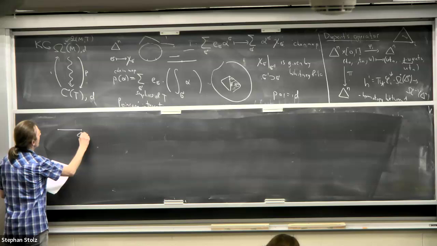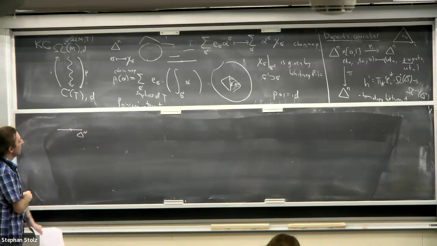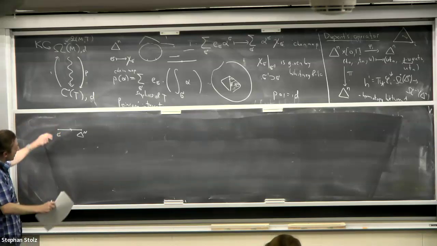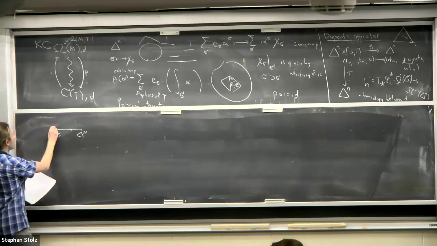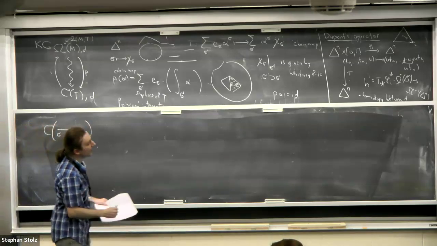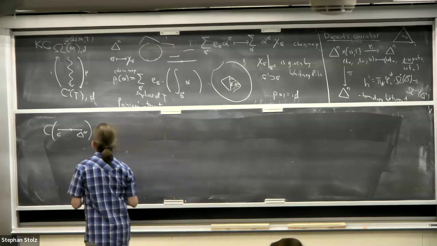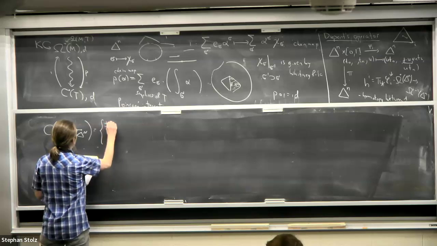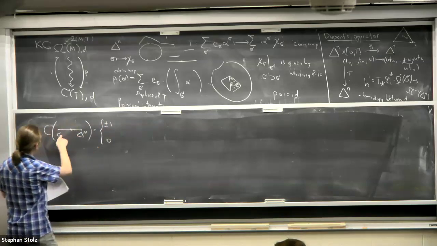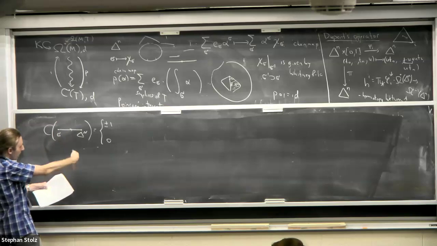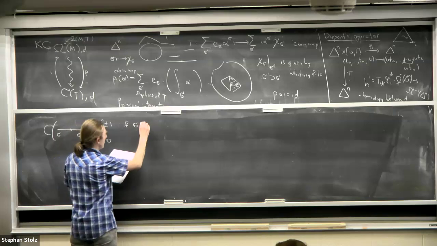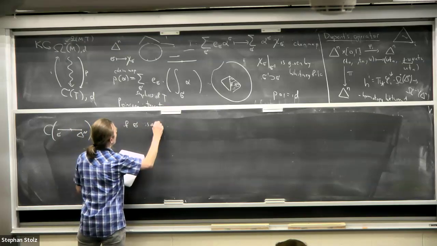So this is the root, and at the root I put the standard simplex, and here I put some subspace or some subsimplex of that simplex. Then the corresponding structure constant, let me just draw it like that, C of that picture. So that would be plus minus 1 or 0, and it's plus minus 1 if sigma is actually a codimension 1 face of the simplex.